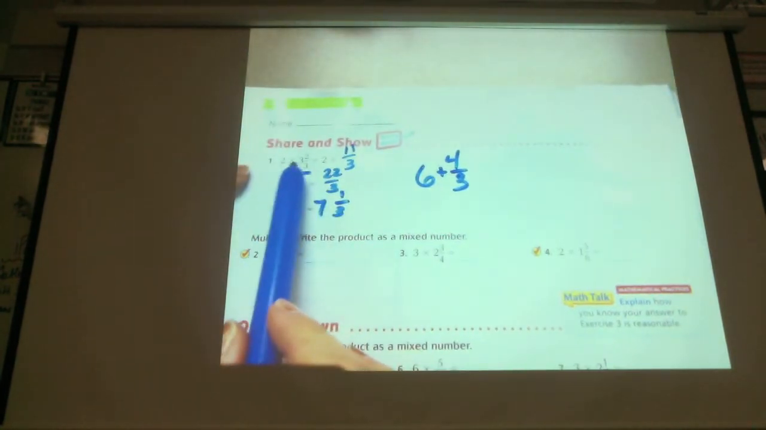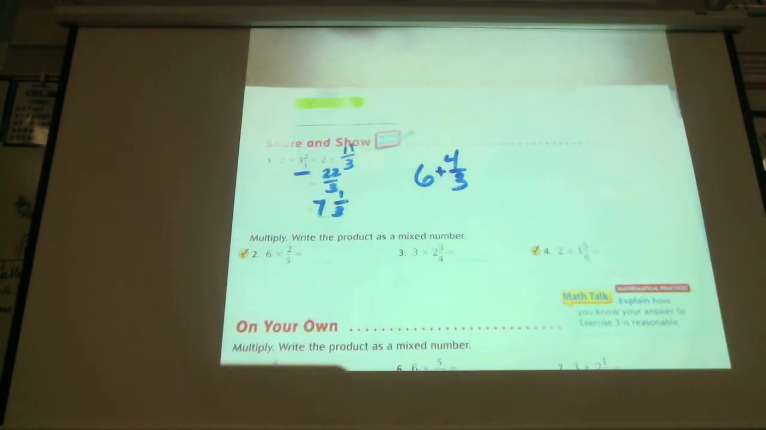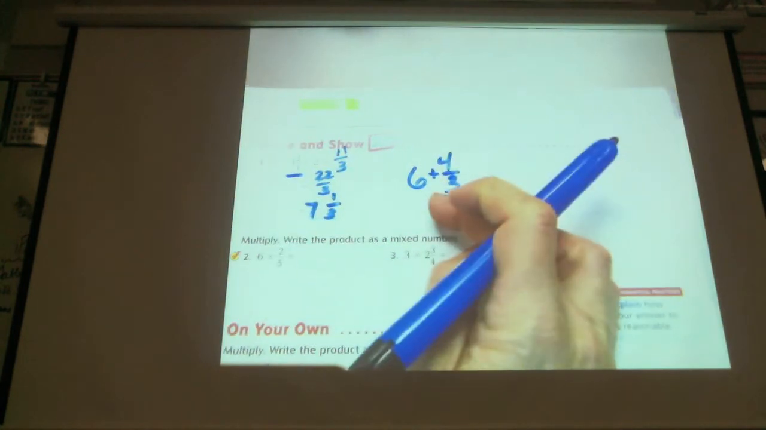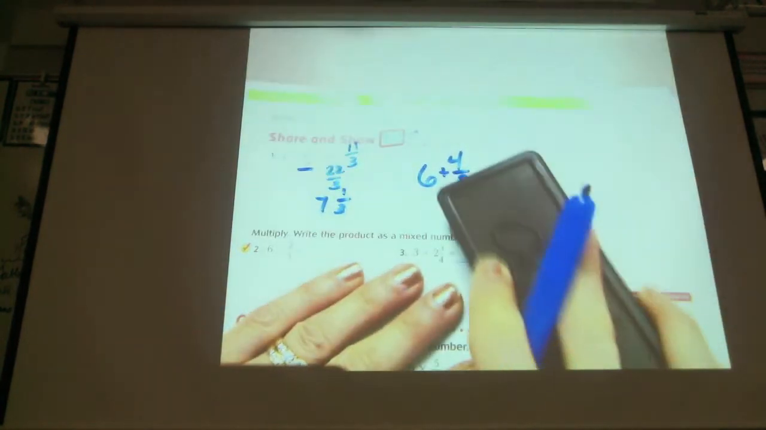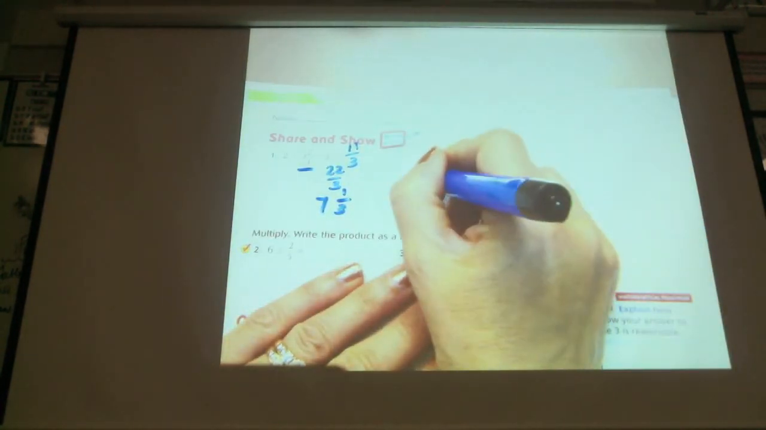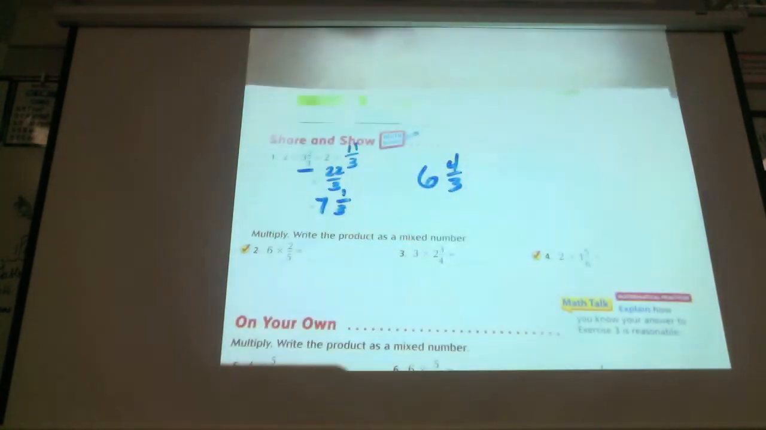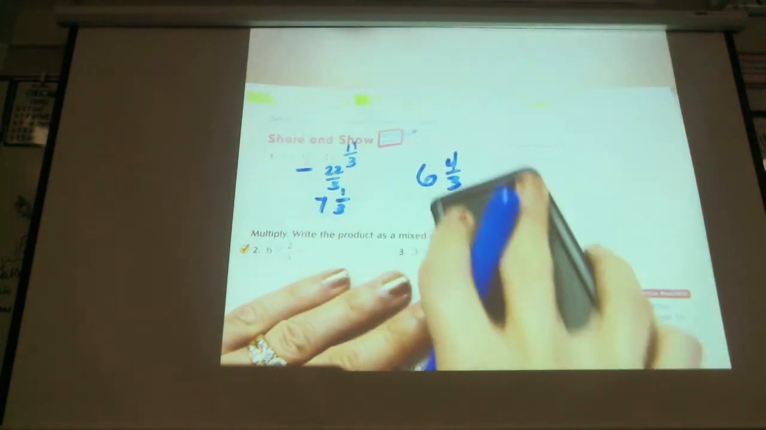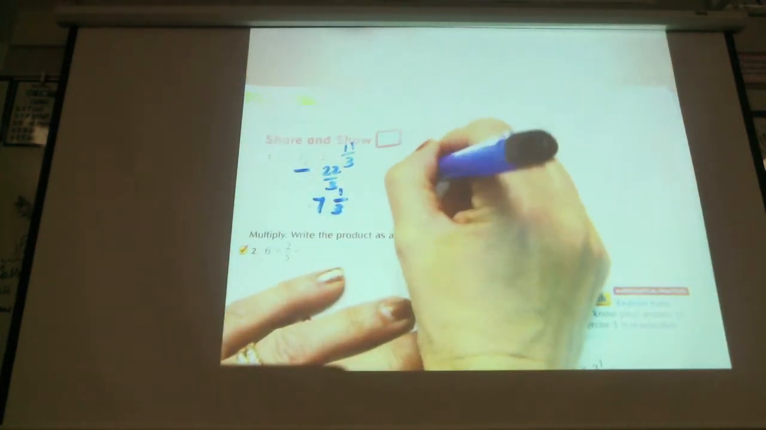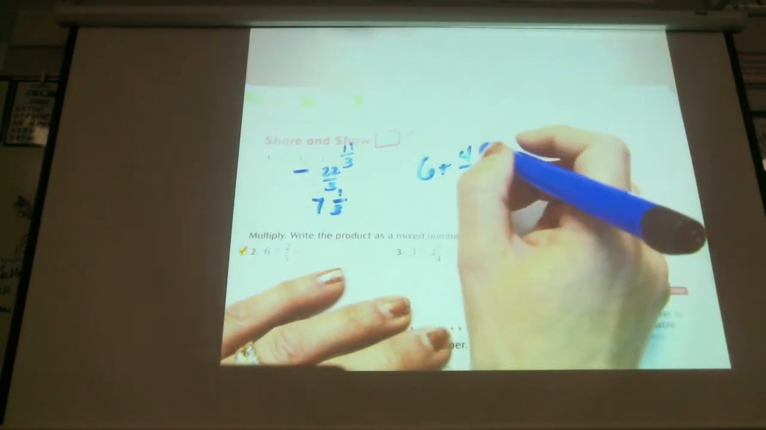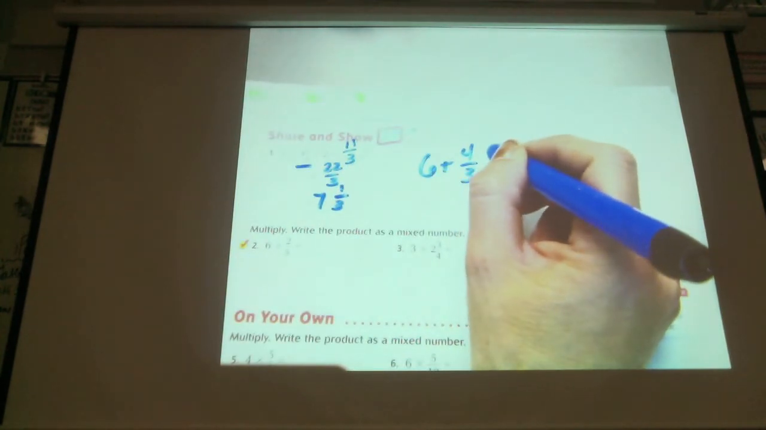Okay, 2 times 3 was 6, and 2 times 2/3 is 4/3. Now, if you noticed, I wrote it kind of close. Be careful because you shouldn't leave it like this. Even though it still means the same thing, I want you to think about it as 6 plus 4/3, because this is not ready to be done. We need to change it.